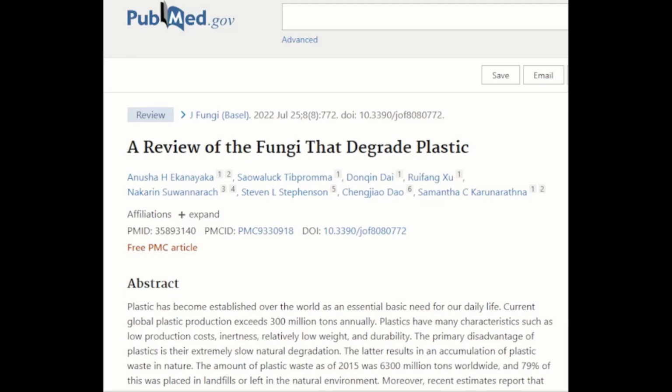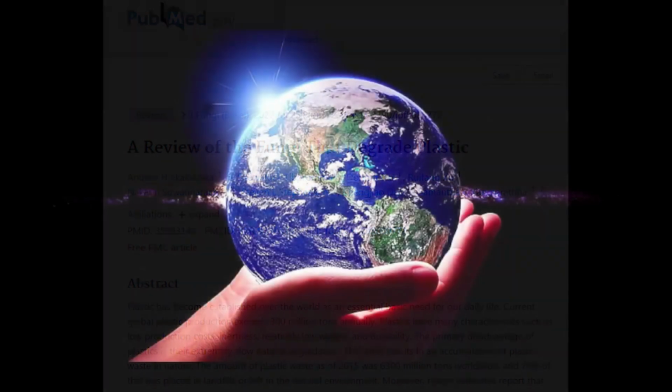Another possible future for plastic recycling is fungus. It turns out that there are numerous species of fungi that have the capability of degrading plastic. This article is a review of dozens of published literature laying out which plastics can be degraded by what kinds of fungus.